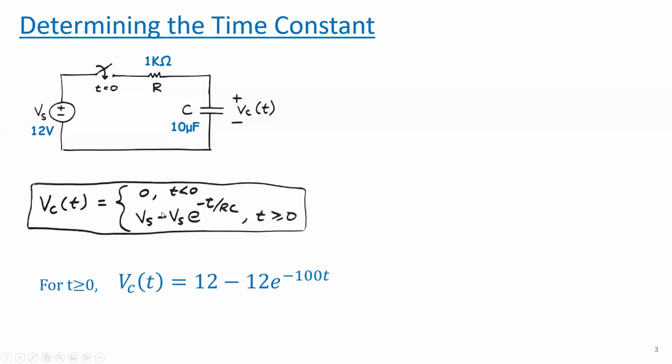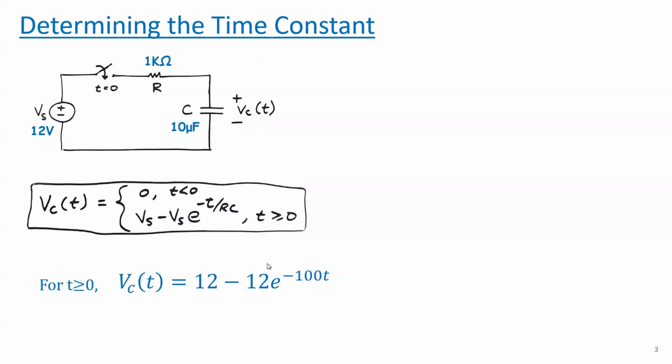And we determined this. We said VC of t is 0 for t less than 0, and it's Vs minus Vs times e to the minus t over RC for t greater than or equal to 0. Okay, so if I plug in values, I just took some typical values, 12 volts and 1 k ohm resistor and 10 microfarads, I can plug in the values and I get this equation here.